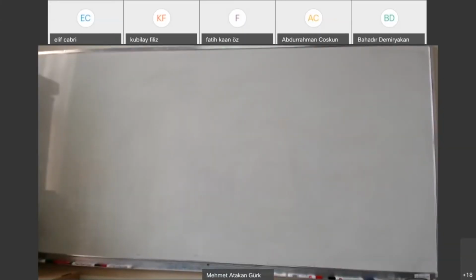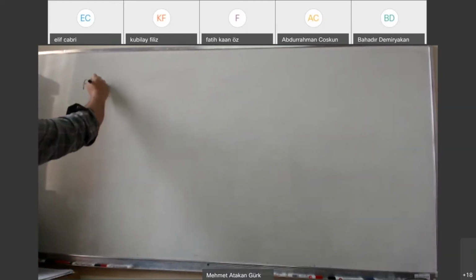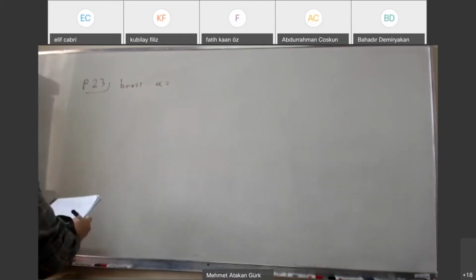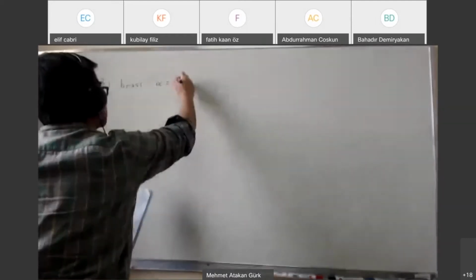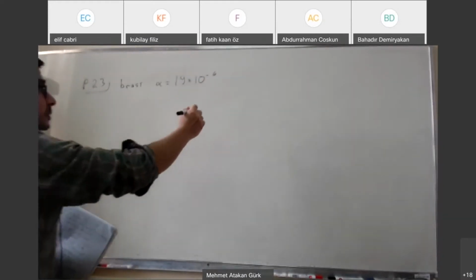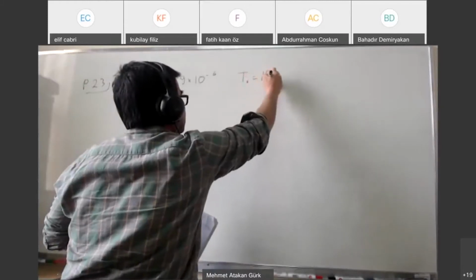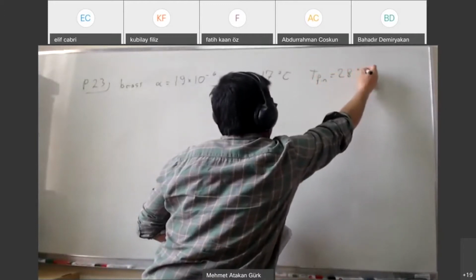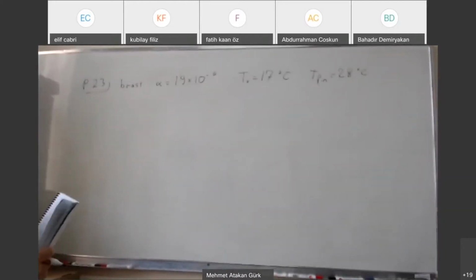To answer this question, you will need to know the expansion coefficient of brass, and I did look that up. So this is problem 23. We have brass, and the expansion coefficient for brass is 19 times 10 to minus 6. This is in the book. We start at the reference temperature of 17 degrees Celsius and end up at some final temperature of 28 degrees Celsius. Because of this temperature change, the brass is going to expand, and our clock is going to have a different period than its own.